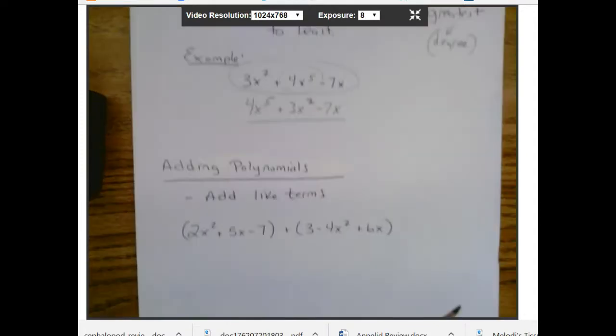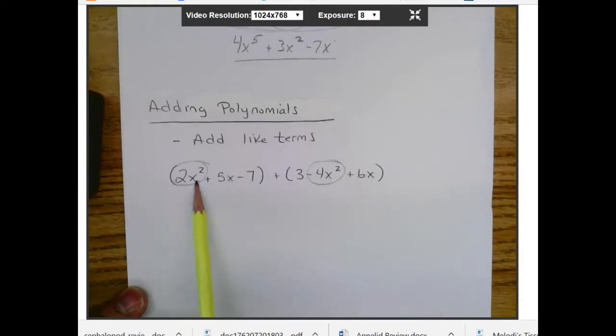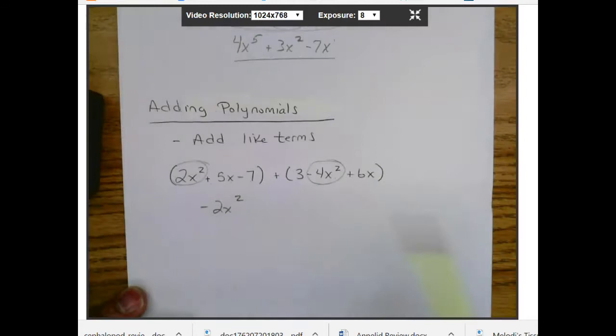Okay, a couple rules. When we're adding polynomials, we would just add like terms. So we have 2x squared plus 5x minus 7, and we're going to add 3 minus 4x squared plus 6x. So we're going to collect like terms. So you have this term and this term, right? Let's start with the greatest. These aren't quite in order, but it doesn't really matter what order you do it in. So we have 2x squared and then plus a negative 4x squared. So that's going to give us negative 2x squared. Those exponents stay the same.